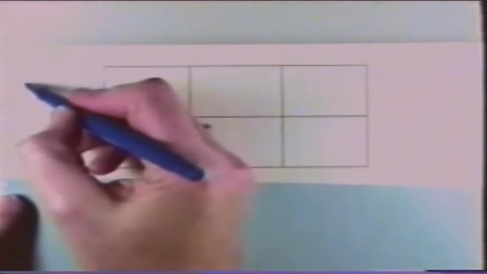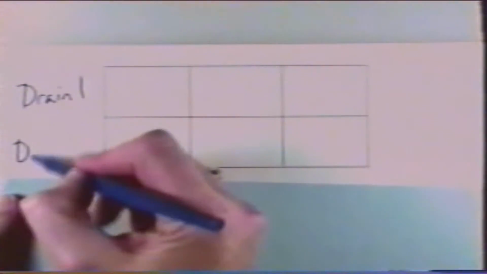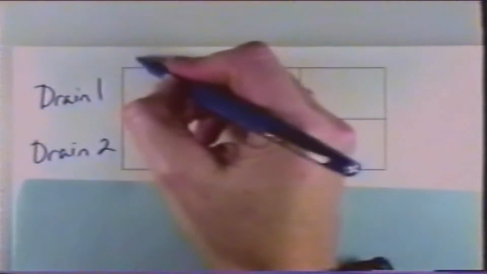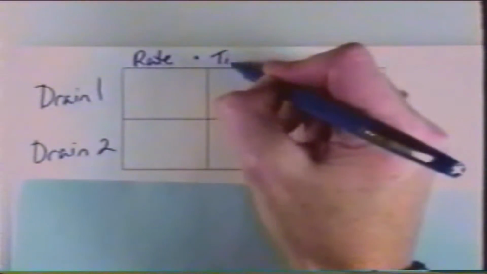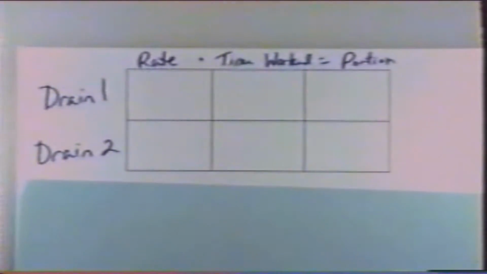Okay, let's call them drain 1 and drain 2 for lack of a better name. And then across the top we have rate times time worked equals the portion of work that is completed.